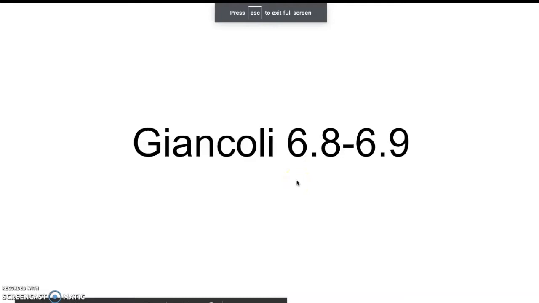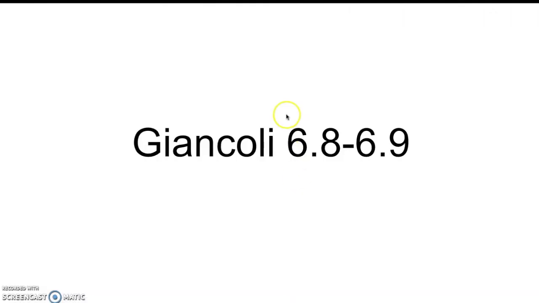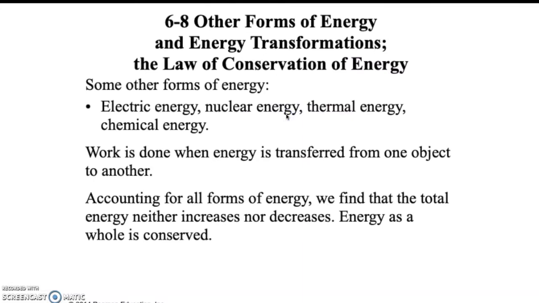Giancoli 6869, just more energy stuff. Really just talk about conservation of energy and how energy transforms. There are other forms of energy: electric, nuclear, thermal, chemical. Really, thermal's the main one that we'll be able to quantify. We will at some point, probably these two, but this one's for sure what we're talking about today.